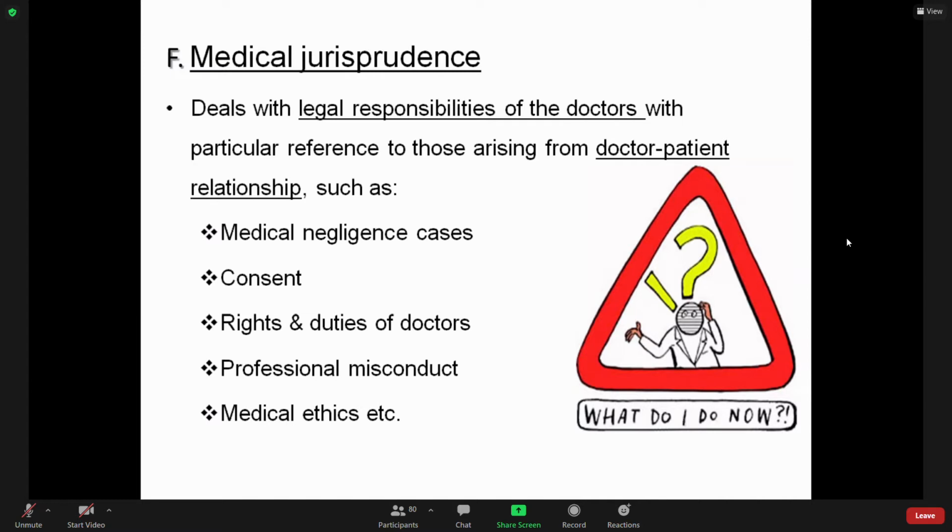All right. And finally, medical ethics. Okay, you have to know what is medical ethics, what are the principles of medical ethics. Okay, and what are the doctrines? There are certain laws regarding doctor and patient. So we call that as doctrine. So you have to know various doctrines as well.